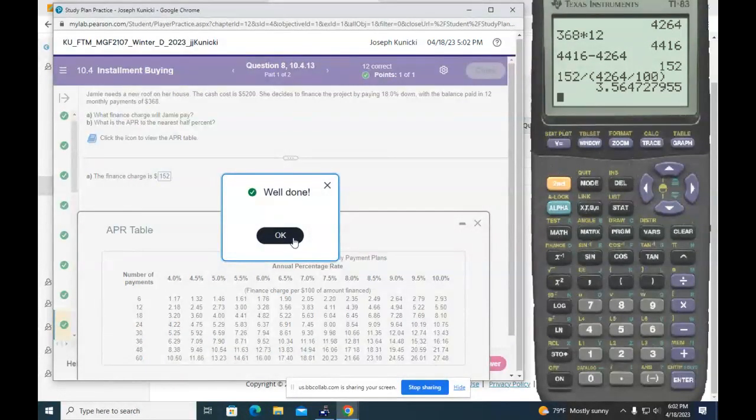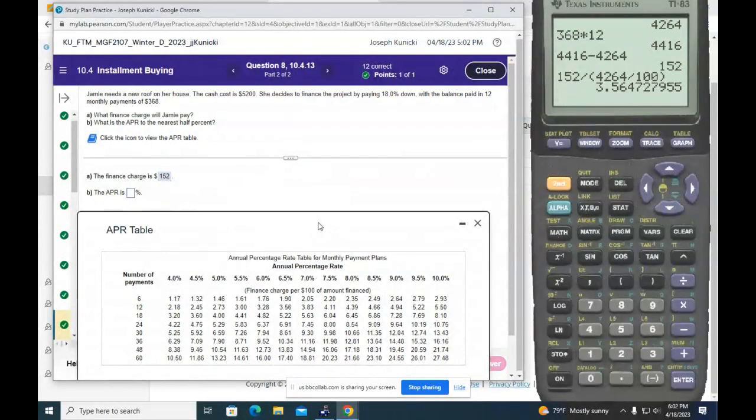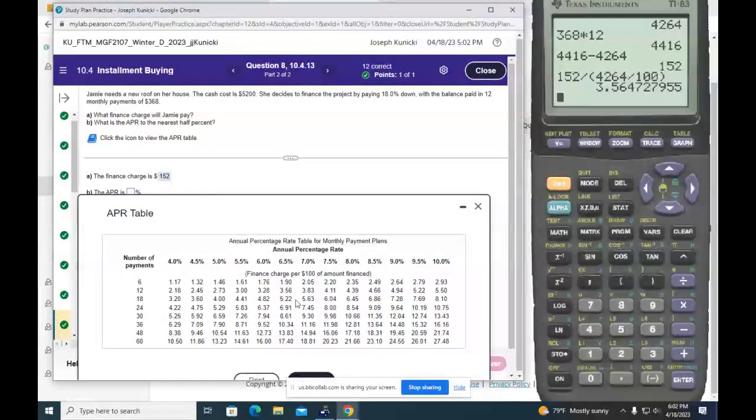Okay, so now they want the APR. So we know which row we're in. We're in row 12, and we just go along until we find a 3.56 or something real close. Oh, there it is. It's right on the money. So 6.5%. See how we work backwards? And what I really did, I kind of used this formula.